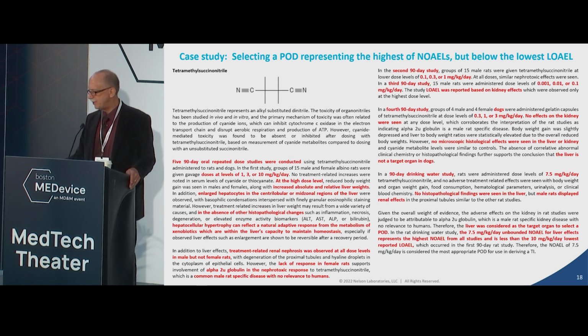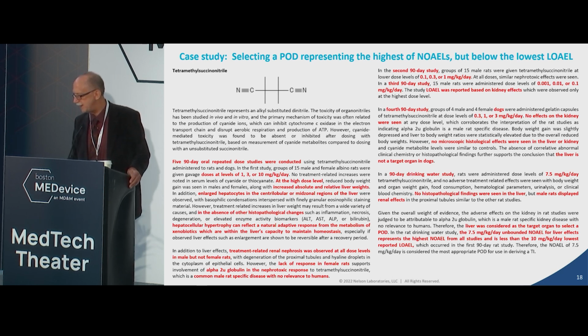So this is a good example, tetramethylsuccinonitrile. Nitriles have been studied in vivo and in vitro. The primary mechanism for many of them is related to the production of cyanide ions, and those interfere with cytochrome C oxidase in the electron transfer chain, disrupting aerobic respiration and production of ATP. But interestingly, this particular steric hindrance with the extra methyl groups on tetramethylsuccinonitrile was shown not to produce cyanide metabolites as compared to an unsubstituted succinonitrile.